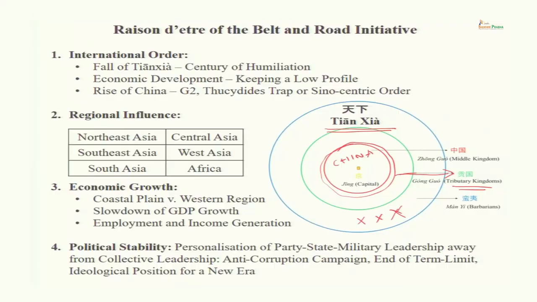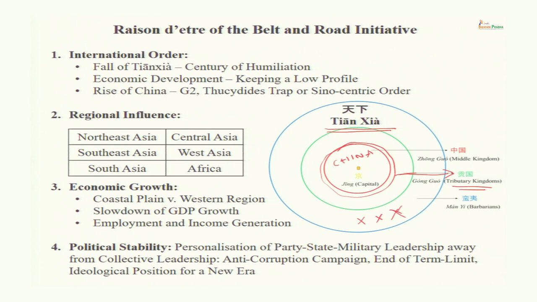Now, the historical view is China fell from that status of Tianxia in the middle of the 19th century because the West and Japan overtook China economically and technologically, and therefore the Middle Kingdom collapsed, and then there was this century of humiliation. But under the Chinese Communist Party, China is rising again, focusing on economic development.